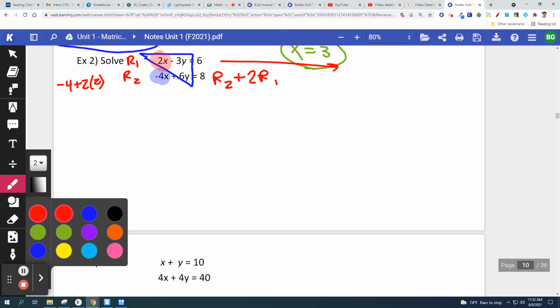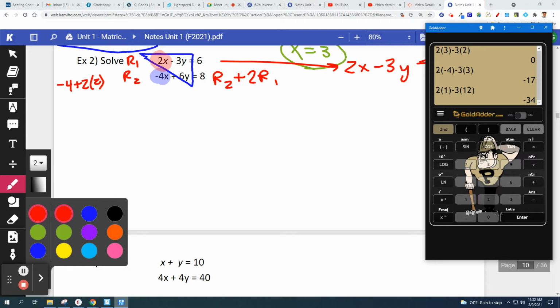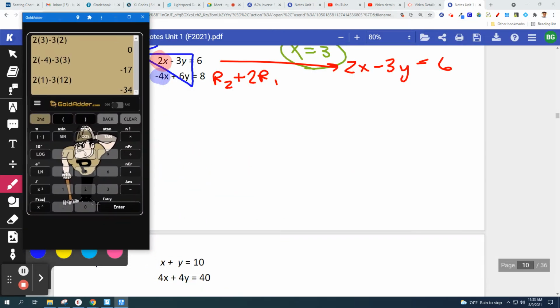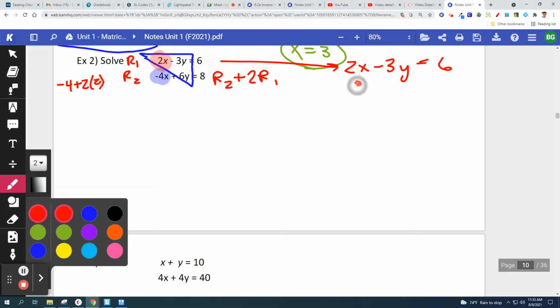So again, the top one we don't do anything with. Just leave it alone. 2x minus 3y equals 6. It's that bottom row that I had to change because I'm trying to zero out the -4x. So again, if you need a calculator, just make sure you're using the rule in the right place. So R2, that number is -4, plus 2 times R1, that's 0. Well, we knew that was going to be 0, right? So I'm just going to put a little dot there in that position just to show that when it's 0, it's done.